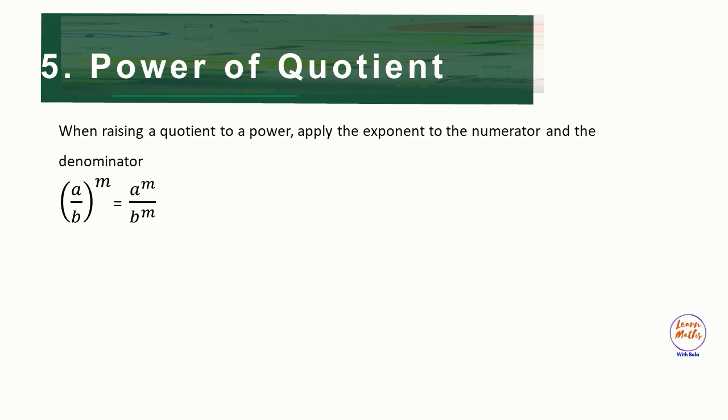Let's take an example. 2 over 5, everything in brackets raised to power 3 is the same thing as 2 raised to power 3 divided by 5 raised to power 3. So 2 raised to power 3 is 8 and 5 raised to power 3 is 125.